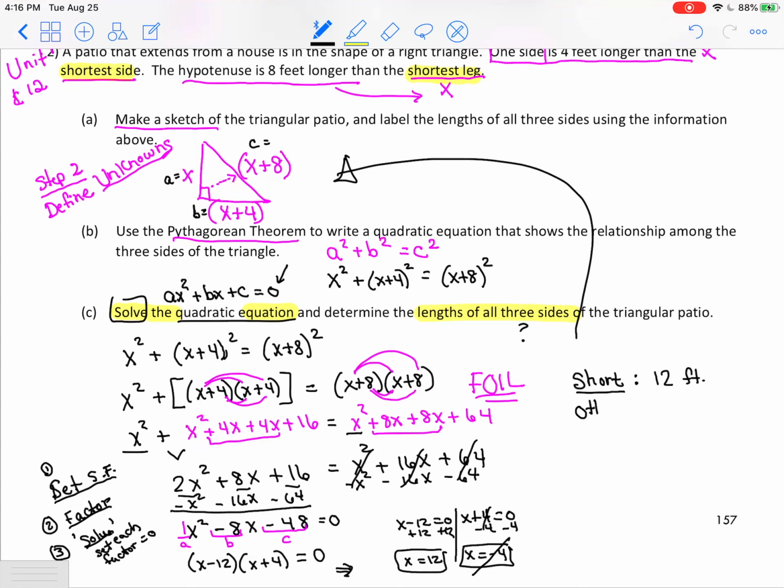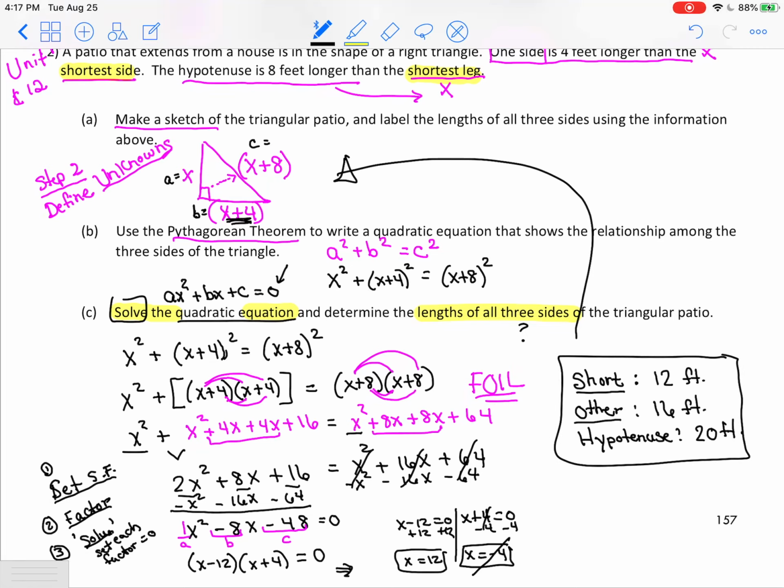The other side, remember that the other side, we just added 4 to that. Here's our other side up here. We just added 4. So we're going to get 16 feet for that. And our hypotenuse, we actually added 8 to x. So that's going to be our 20 feet.